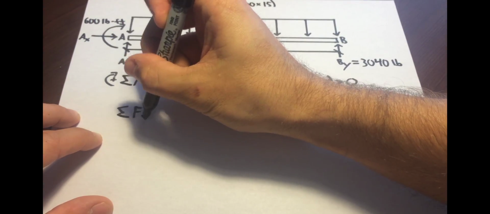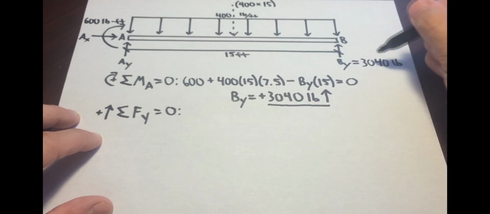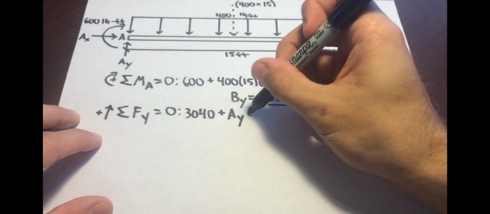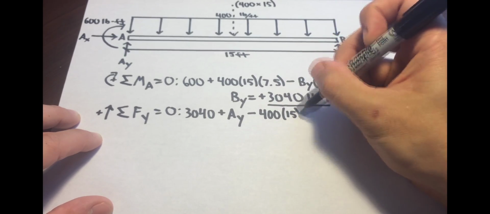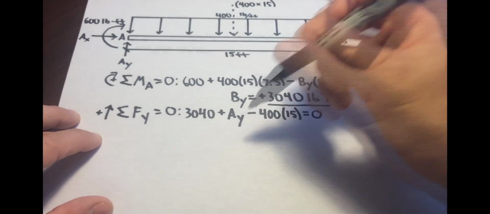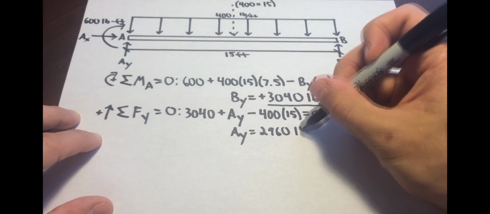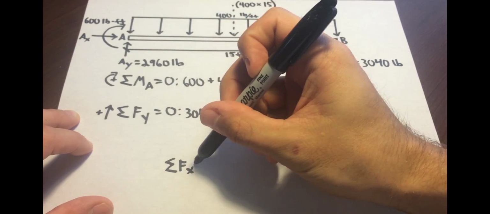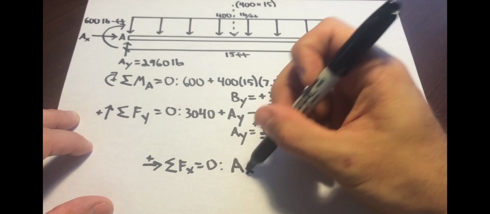The force at point A can now be solved by summing the vertical forces acting on the beam, and it comes out to be 2,960 pounds. There are no forces acting in the x direction, so the horizontal force at A will be equal to 0.